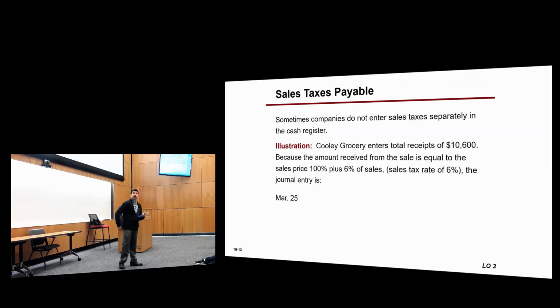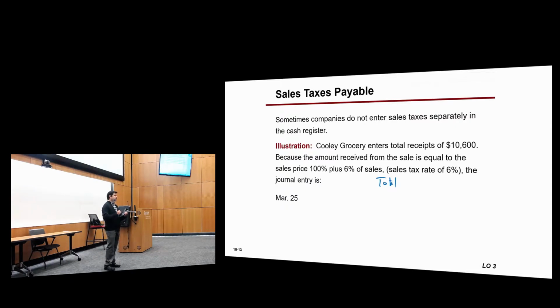Now, like we said, sometimes companies, instead of recording the revenue and the taxes separately, will have just one final amount, which is 10,600. That's the total. When you have the total, this is what you need to do. You have to understand which part is the revenue and which part is the taxes. So let's see how we calculate it.